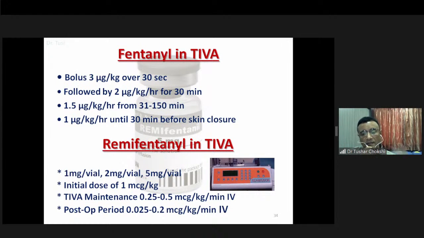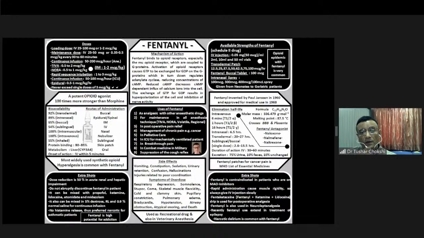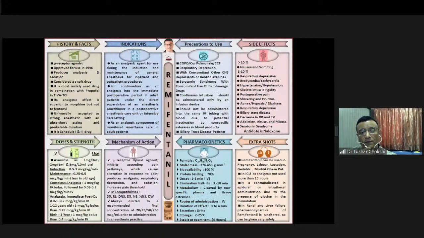But in TCI TIVA, remifentanil with propofol is the leading combination in this practice. This is the fentanyl infographic. This is the remifentanil infographic.